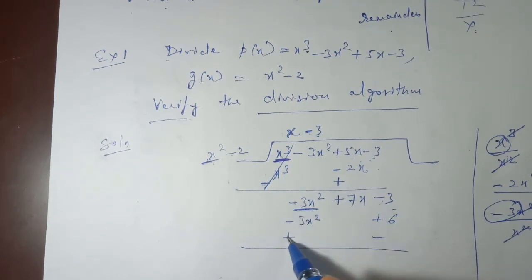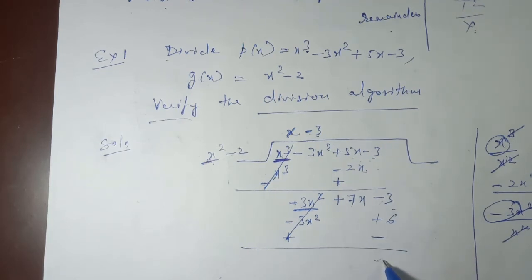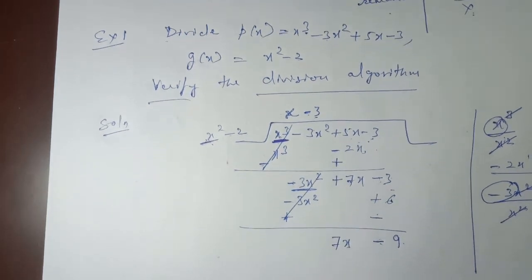So both are in opposite sign, they will be cancelled. Here both are in the same sign, which means they have to be added. 6 plus 3 is 9, and as both of them are negative, the answer will be negative. Note down the next term, 7x.